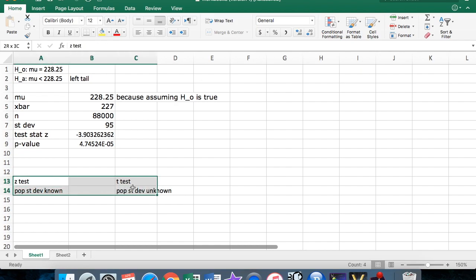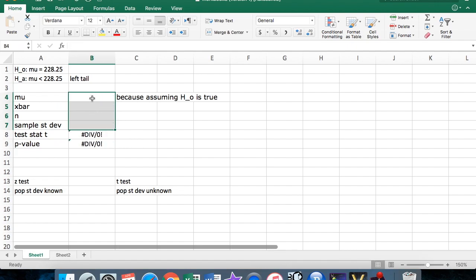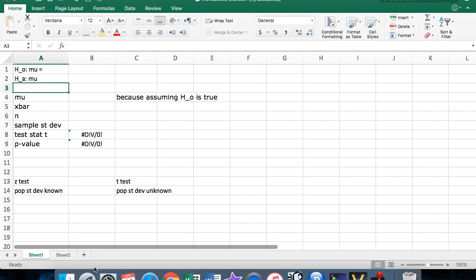So these are two things you have to do. So let's do this. Okay, so now all this stuff needs to change because now it is t, and then it's not standard deviation anymore. It's sample standard deviation. Okay, so all these guys will change. And so will these because we don't know if it's going to be a left-tailed or a right-tailed test. All we know is the null hypothesis is going to be equals, but let's check this out.